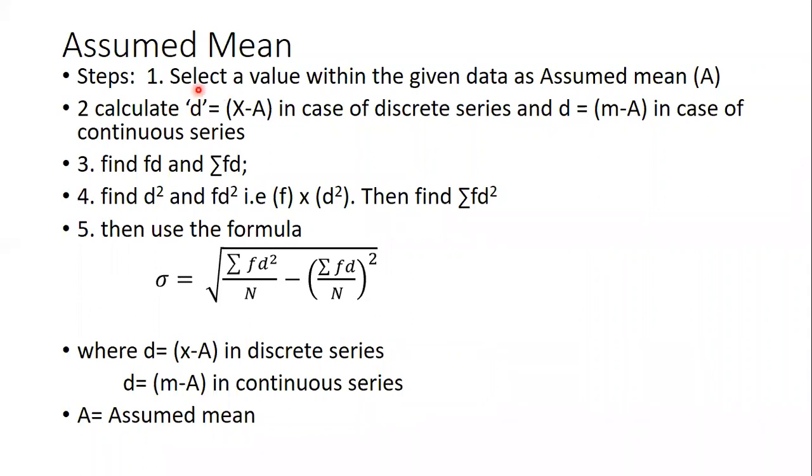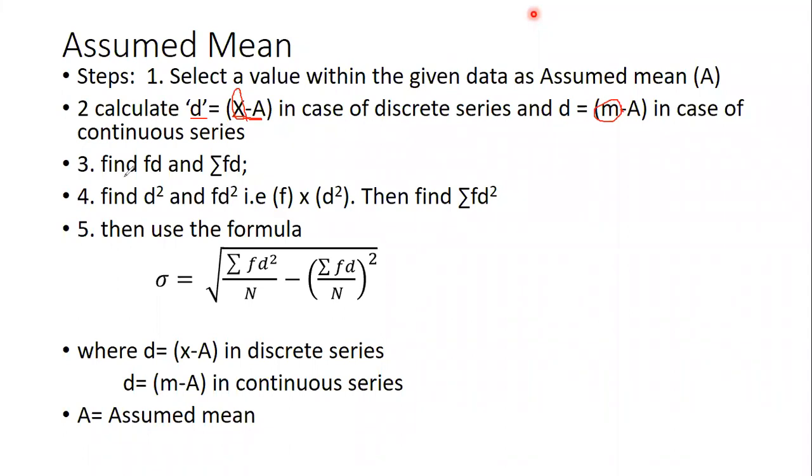Deviations will be d. Small d is the deviation. So how to find deviations? x minus A. A is the assumed mean. So we are going to subtract A from x to find the value of deviations in case of discrete series. But in case of continuous series, in the place of x, we are going to have midpoint. So for continuous series, we also always calculate the midpoint. So in the place of x, we will have midpoint.